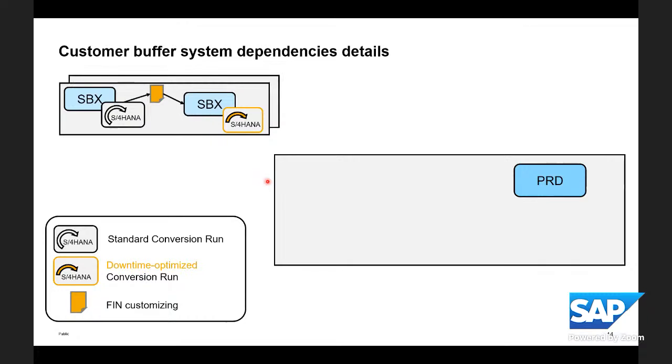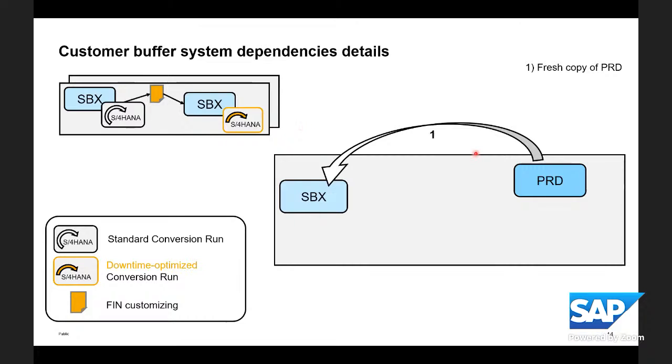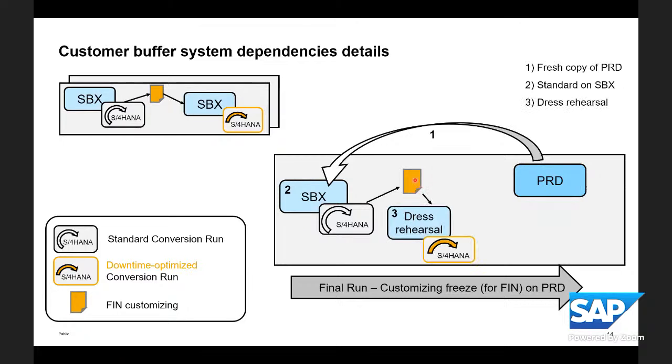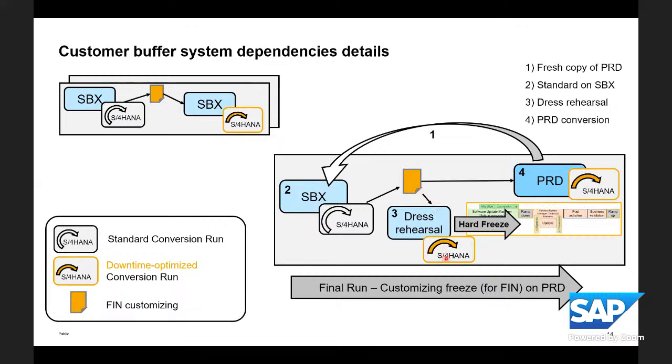So what you will do is you will iterate those test runs on the sandbox. And then right before you start the downtime optimized conversion run on the productive system, you do a fresh copy of the productive system. You have another sandbox and you do again the standard conversion. You again create this fin customizing file to then use this fin customizing in best case first for a rehearsal on downtime optimized conversion, but then specifically for the downtime optimized conversion run for the productive system.